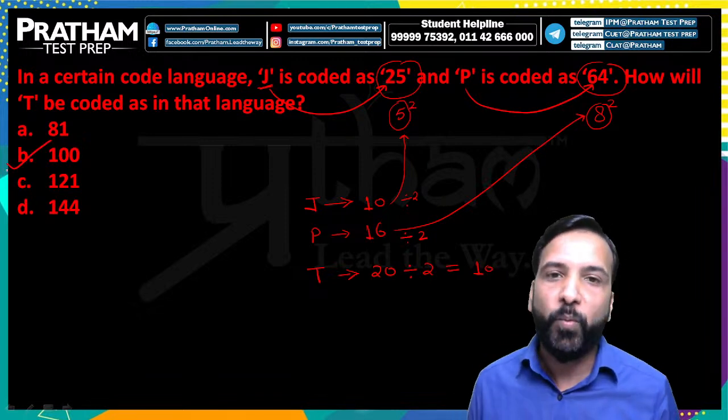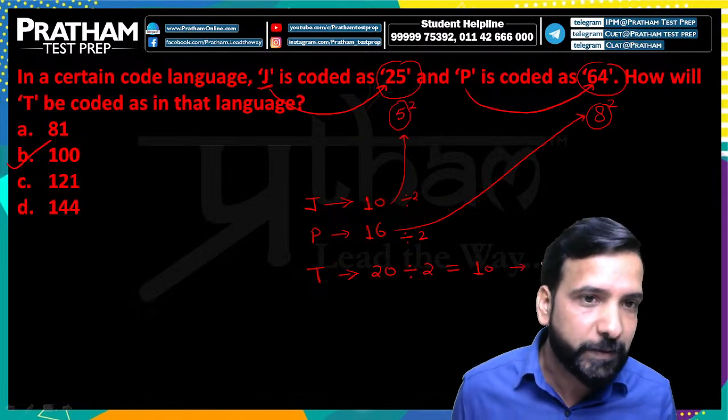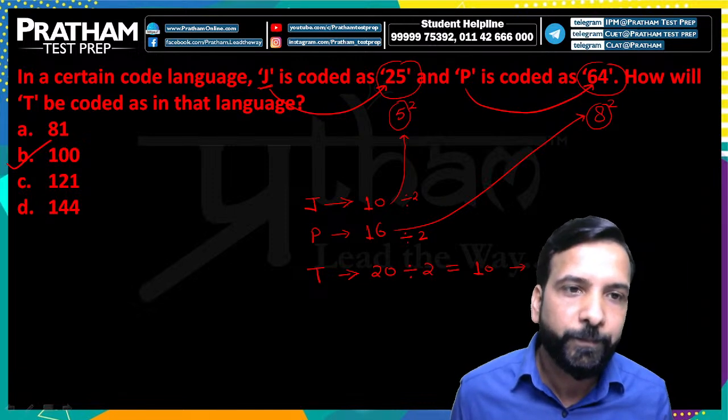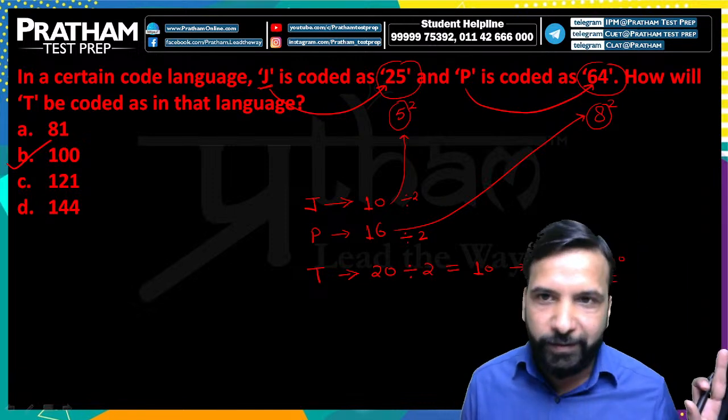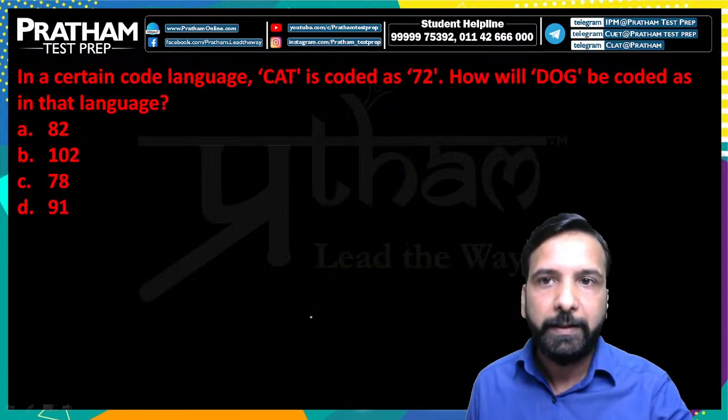So for question number 1, here the correct answer is 10 square, and 10 square is 100. I hope this logic is clear to everyone. Now moving to the next question of the series, right?